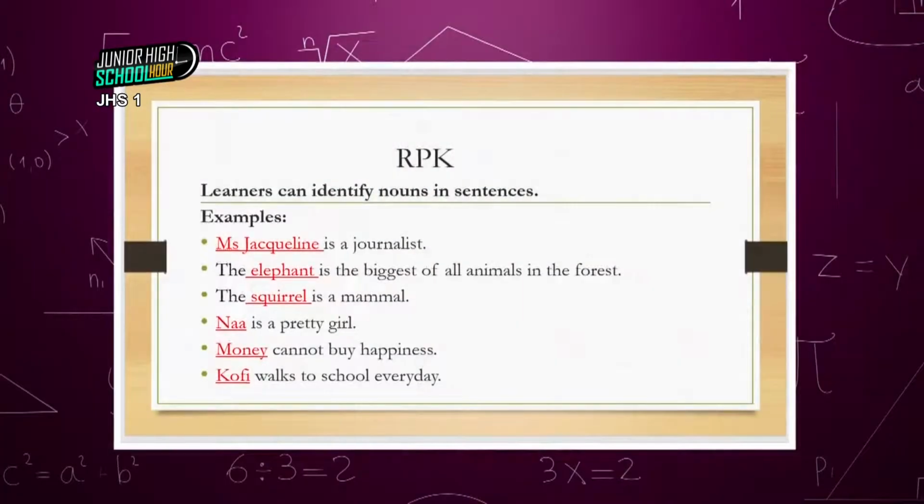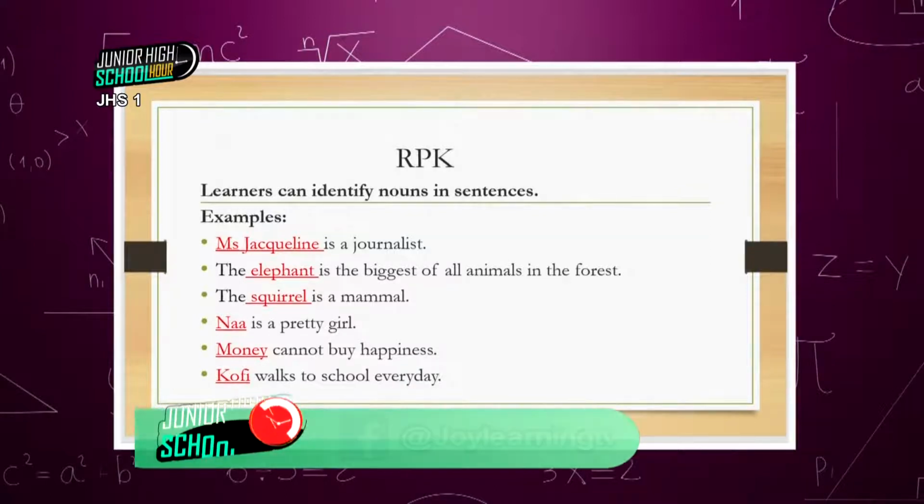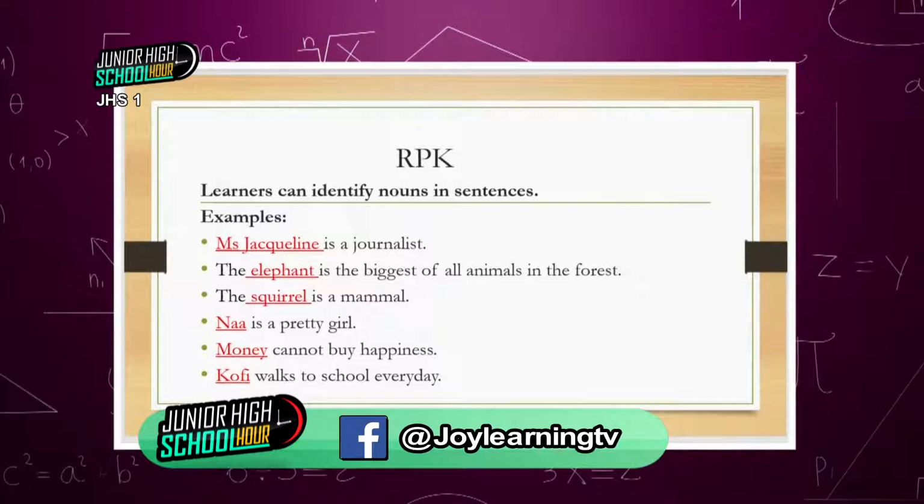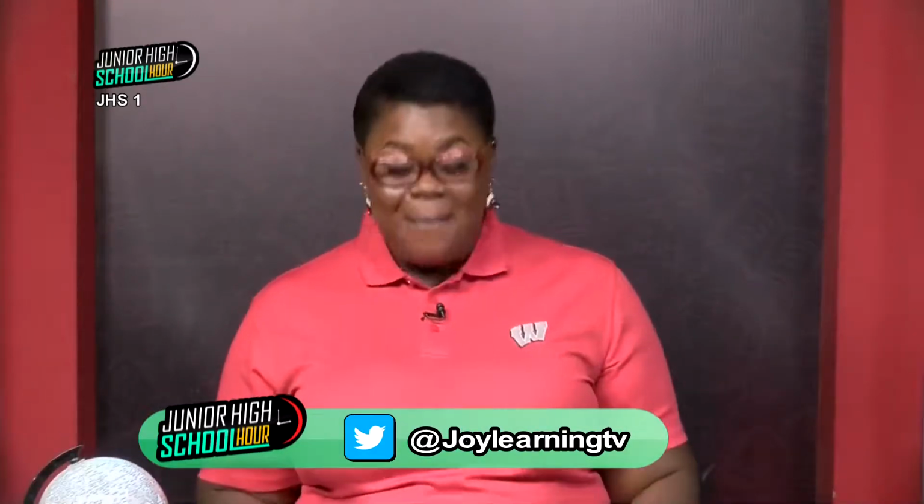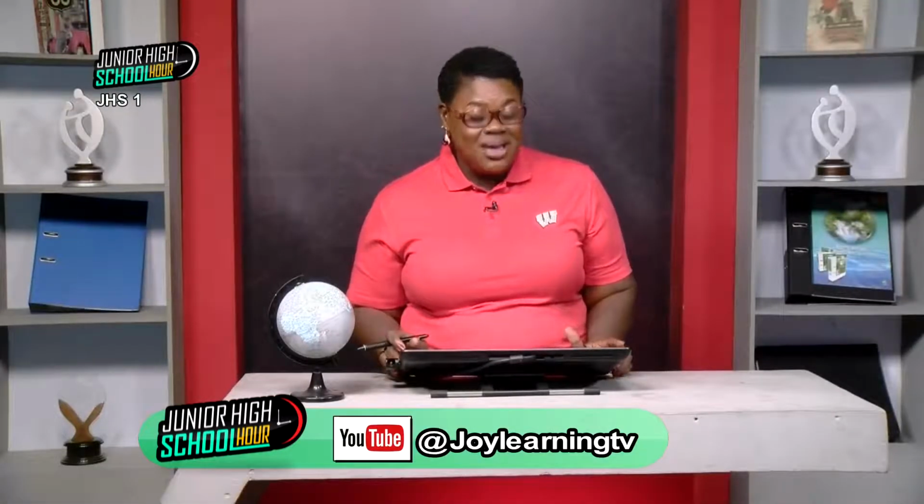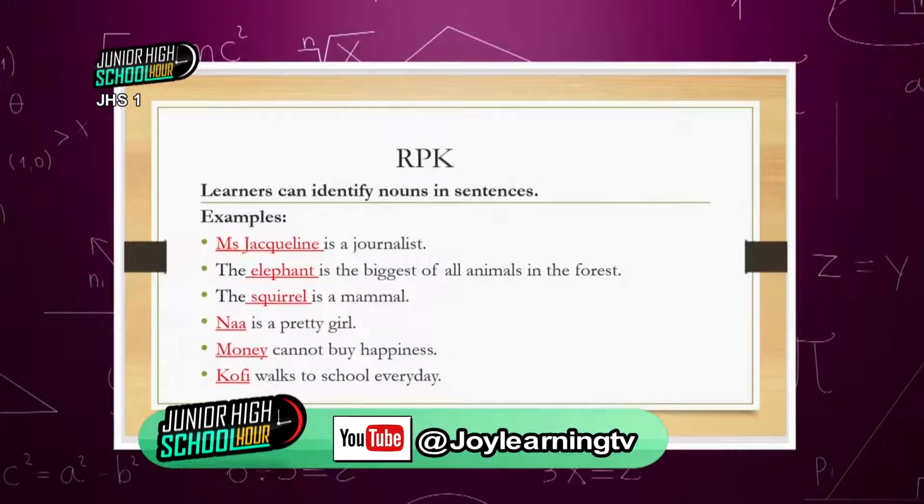Okay, so we move on to our RPK. Our RPK being, learners can identify nouns in sentences. Of course, very, very simple. Pick your books and your pens, and give me simple sentences, and then identify the nouns in them. So I have my examples here. Number one, Miss Jacqueline is a journalist. You know my name is Jacqueline, right? Miss Jacqueline is a journalist. Well, I'm not a journalist, I'm a teacher, but the noun here is Miss Jacqueline. So we have Miss Jacqueline underlined as the noun here.